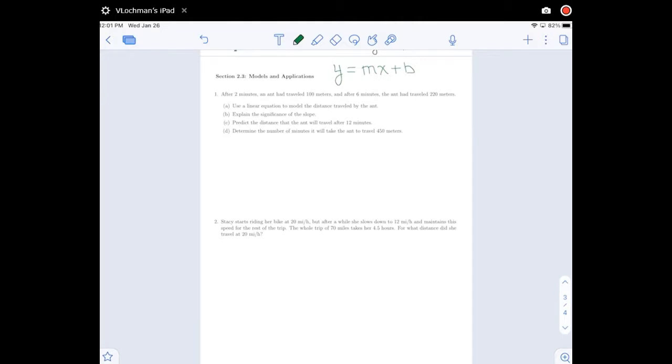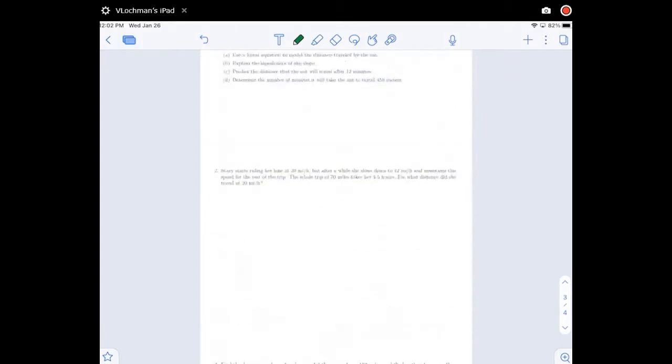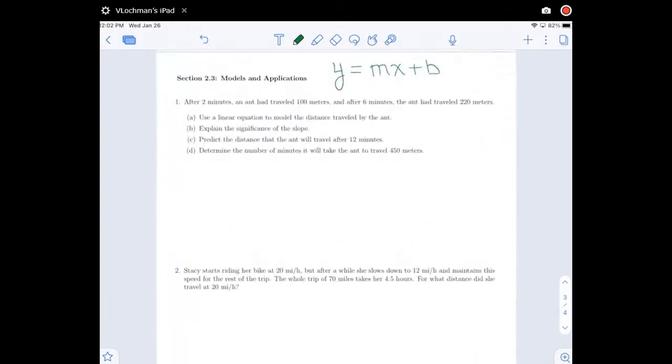Okay, so we have, let's see how many, 5 problems to go through. And we're going to use a line to model all of these. So let's take a look at the first one. This one is a distance problem. We have the following situation. After 2 minutes, we have an ant that traveled 100 meters. And then after 6 minutes, that ant traveled 220 meters. So that's our scenario, and we're asked to answer these questions A through D.